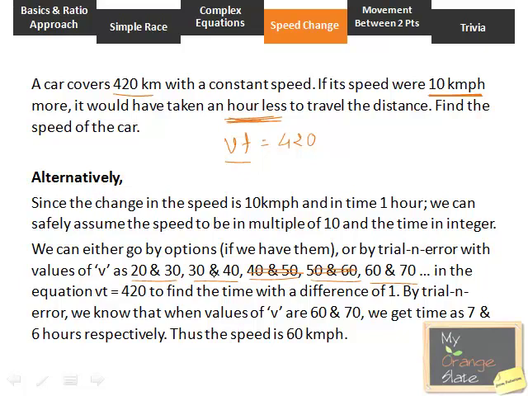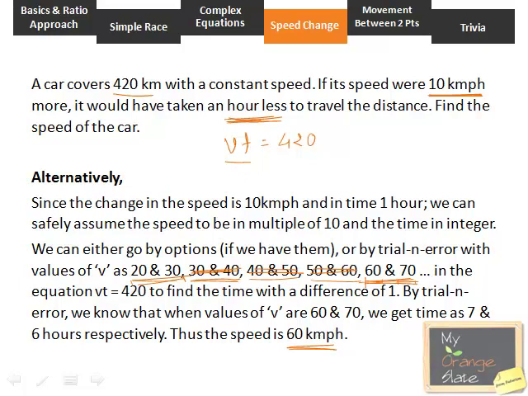Speed is 40, again we get a fraction, so it is ruled out. Now 20 and 30 would not give us a difference of 1 in time, so the answer must be 60 and 70 as speeds. When 60 is the speed, 7 hours is the time. When 70 is the speed, 6 hours is the time. So we know that speed must be 60 km per hour.